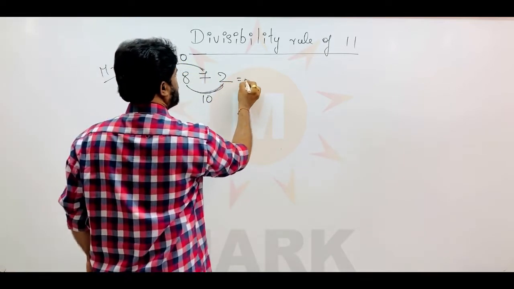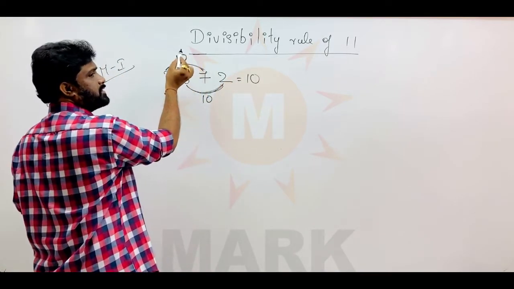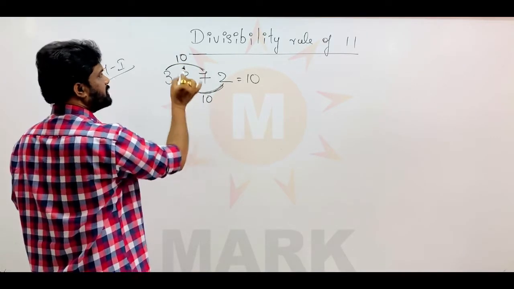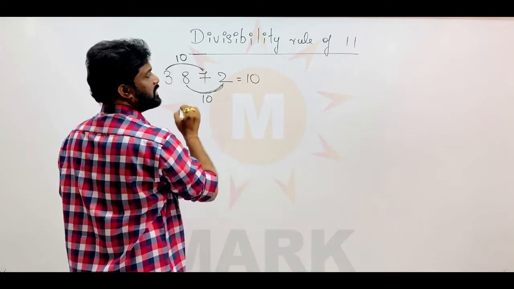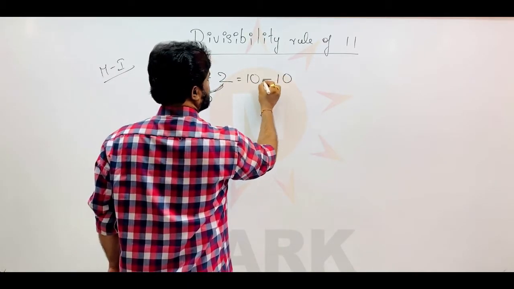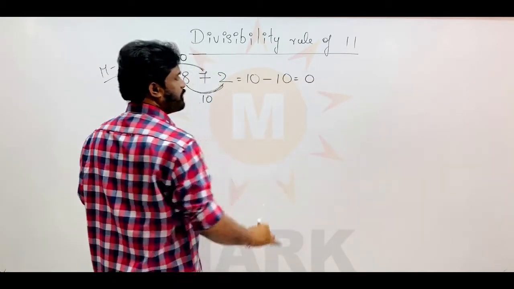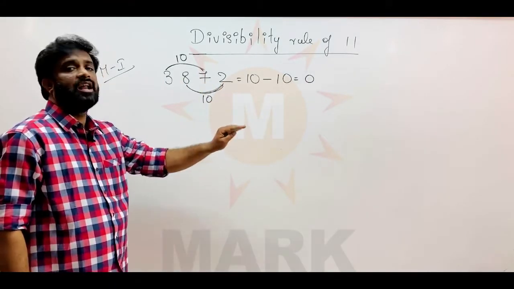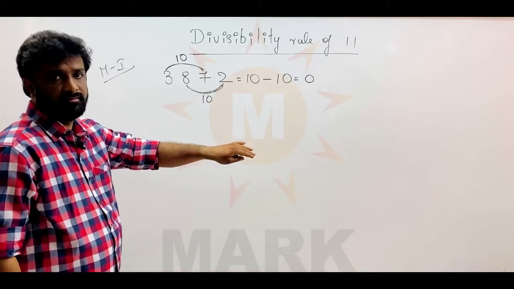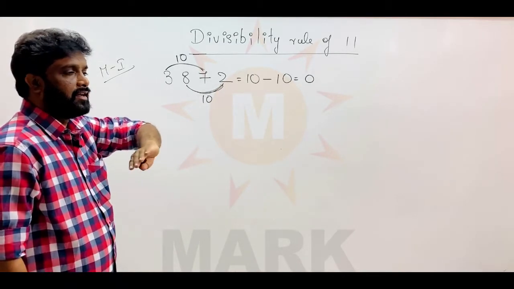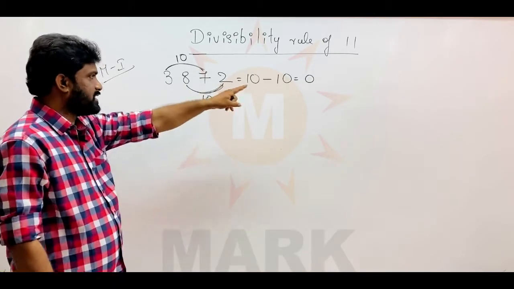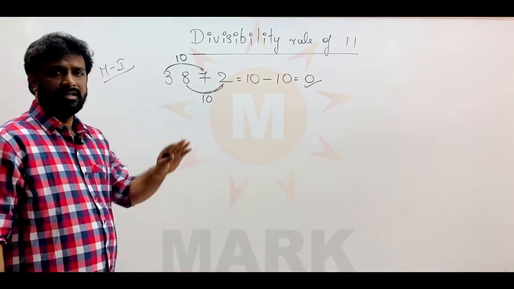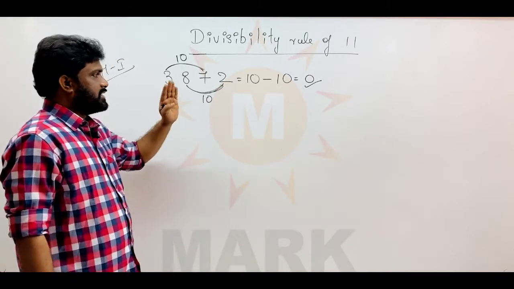Take the sums of the numbers in the odd numbered positions and in the even numbered positions, write the sums here, and take their difference. If the difference is 0 or 11 or a multiple of 11, then that entire number is divisible by 11. In this case we got 0. Don't worry, we will go through other examples also. So this is the actual method.